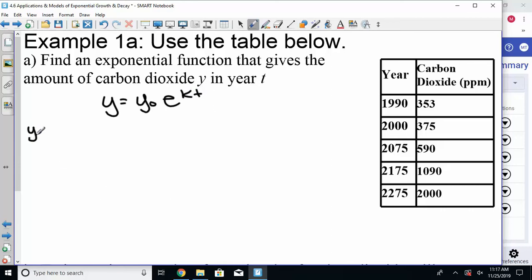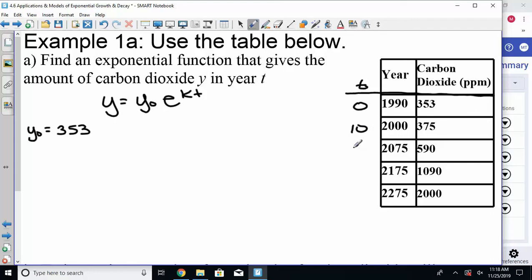Y sub 0 is our beginning amount. How much should we begin with? 353 is when this table starts. Okay. Let's add something to this. I'm going to add a t. Because if I'm starting this thing when the table begins, 1990 would be like when t is 0. So in 2000, t would be 10.